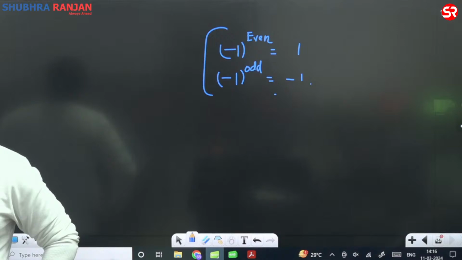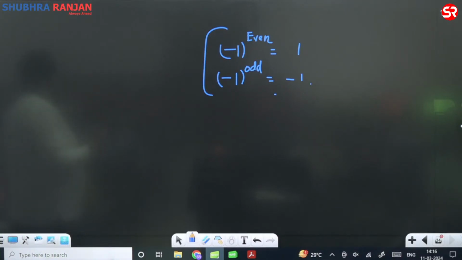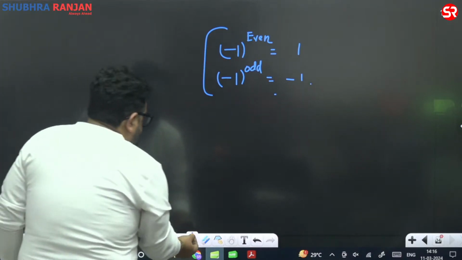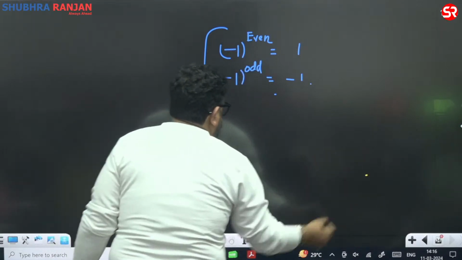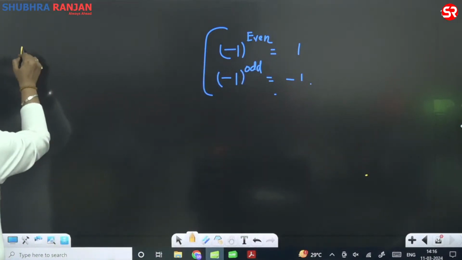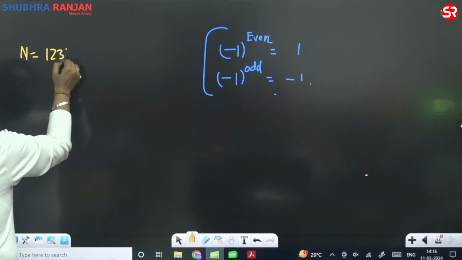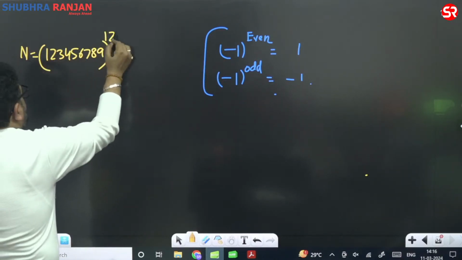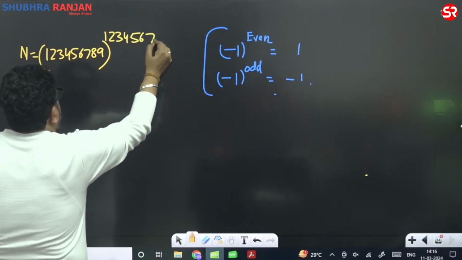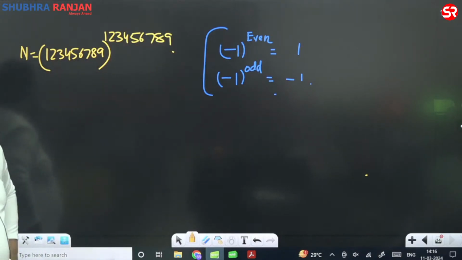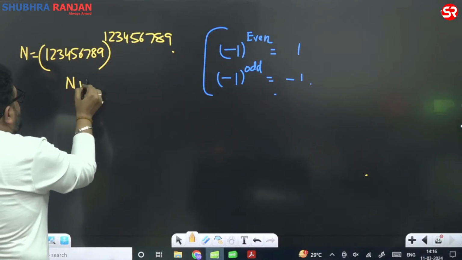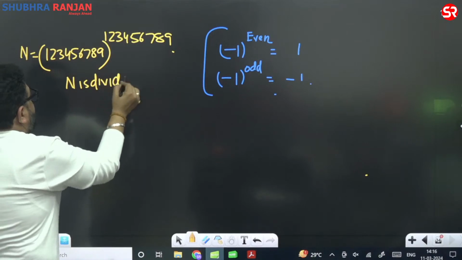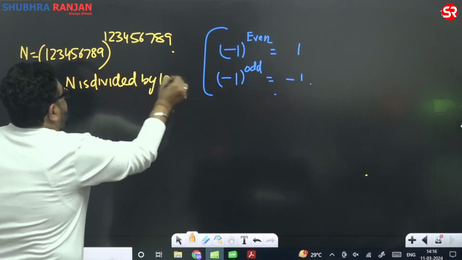Clear? Another question, which I expect many times, whatever I expect generally happens in paper. It says n is equal to 1, 2, 3, 4, 5, 6, 7, 8, 9 raised to the power 1, 2, 3, 4, 5, 6, 7, 8, 9. What is the remainder when n is divided by 10?